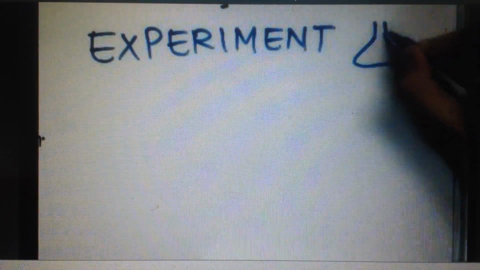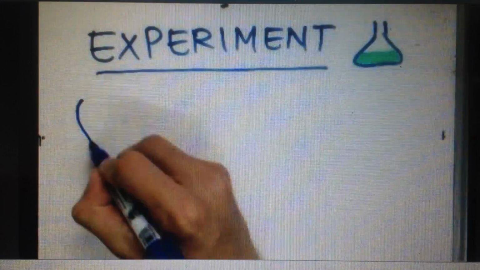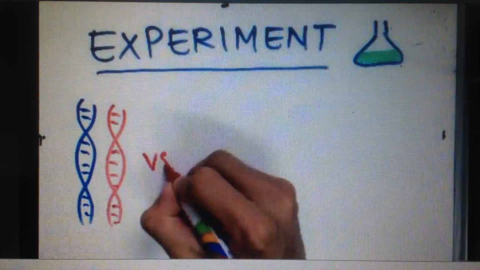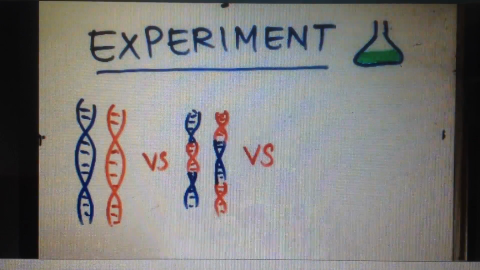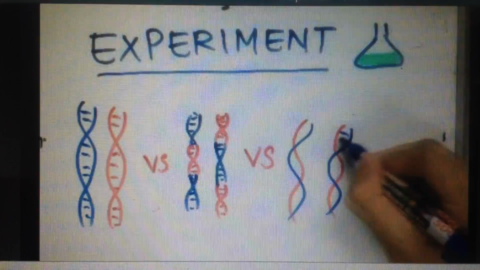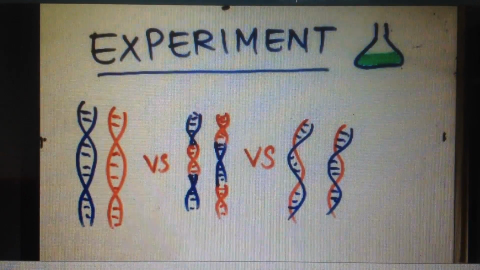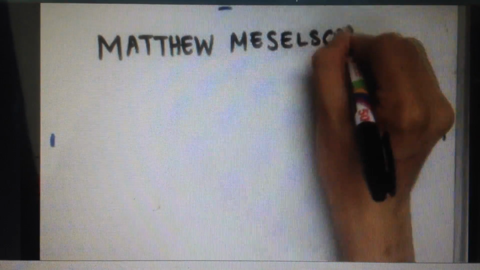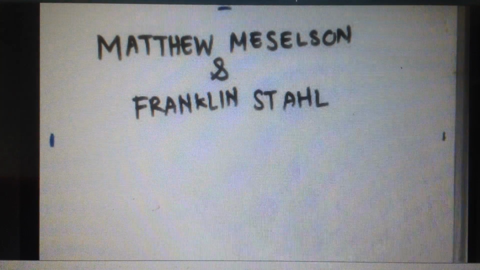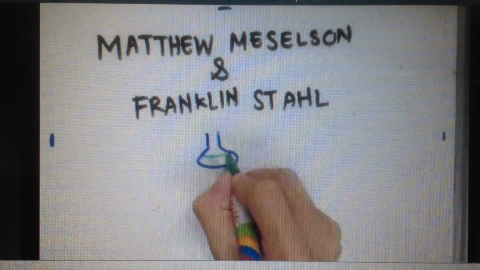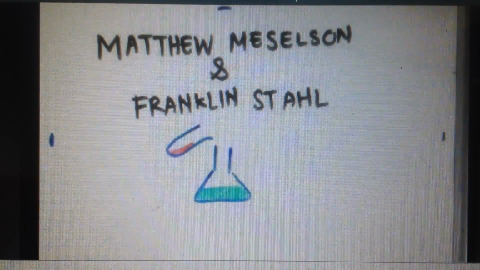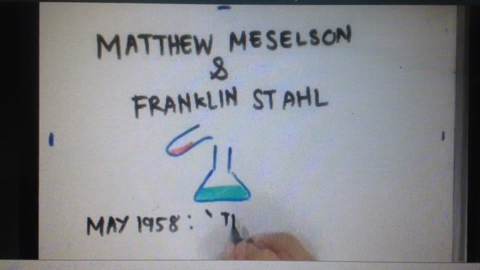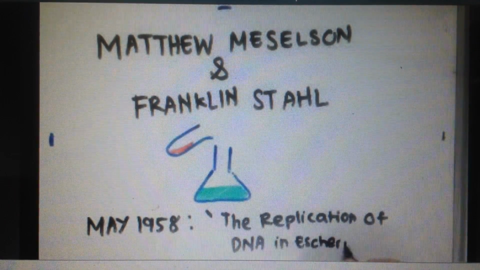The only way to solve this mystery was to create an experiment. So, Matthew Meselson and Franklin Stahl decided to create an experiment to solve this mystery. Their findings were published in May 1958, entitled The Replication of DNA in Escherichia coli.